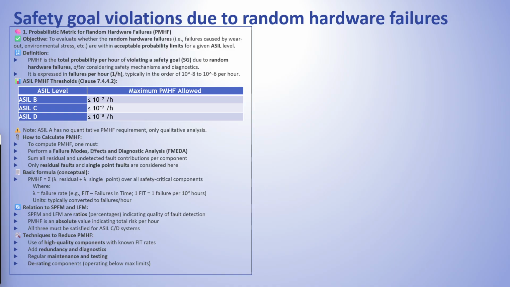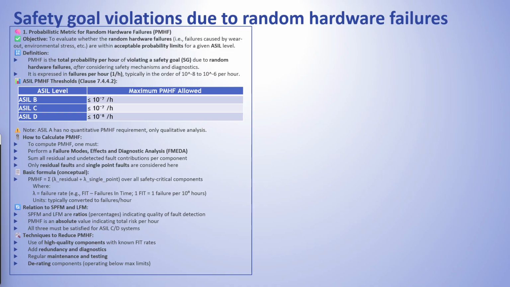So just to clarify, SPFM and LFM are like ratios showing how good the design is at catching faults. But PMHF is the absolute risk, the total probability of failure per hour slipping through all the defenses. And for the higher ASILs, C and D, you have to meet all 3 metrics. You got it. Exactly right. They measure different things, and for high-integrity systems, you need to satisfy both the architectural robustness metrics, SPFM and LFM, and the overall probability of failure metric, PMHF.